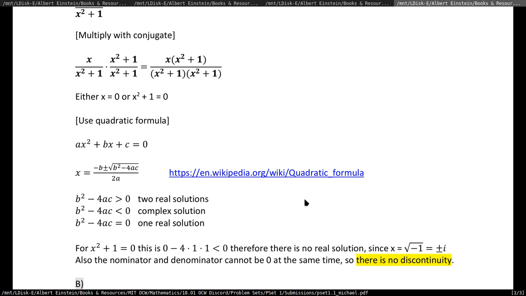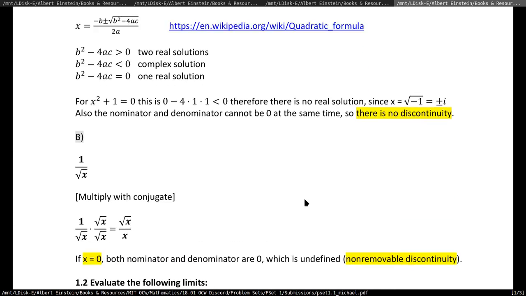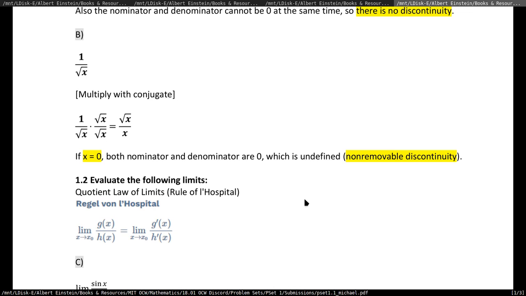Sounds good. So for B, my question is, Michael wrote that it is a non-removable discontinuity. Right. But is that the case? I thought that it wasn't. It's discontinuous, but I guess it's not one of the discontinuities we've seen. It's just that this function is only defined for positive x's in the reals.